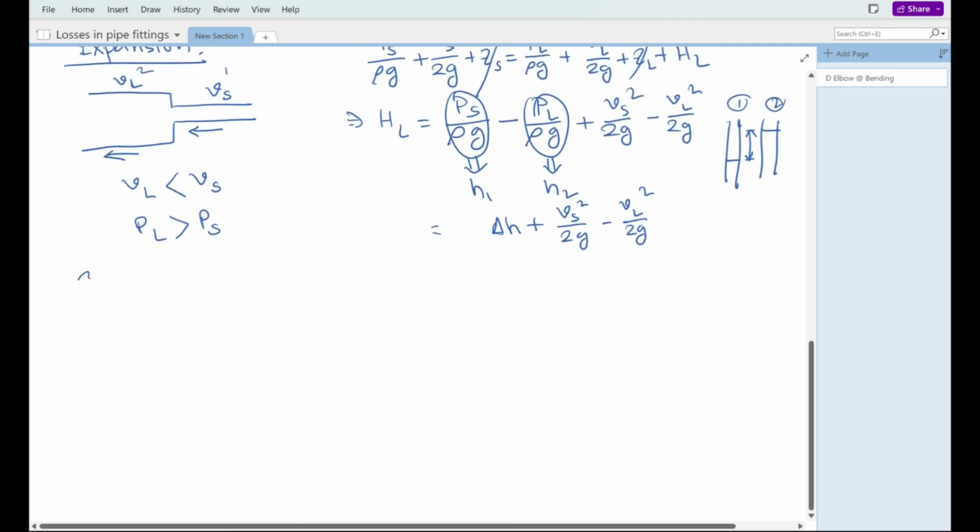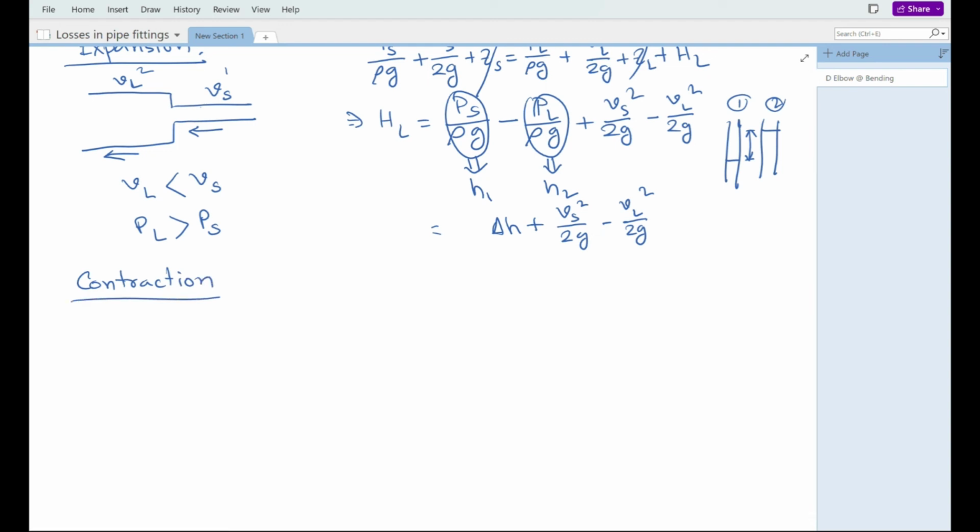So finally you have to compare the K values. The fitting which has the lowest K value is giving you the least loss, and the highest one is giving you the highest loss. So you have to plot two different figures, one for miter, bending and elbow, and another one for expansion and contraction.